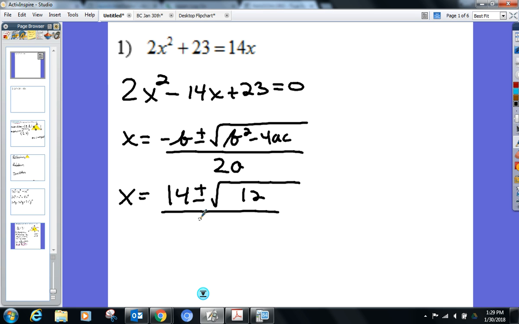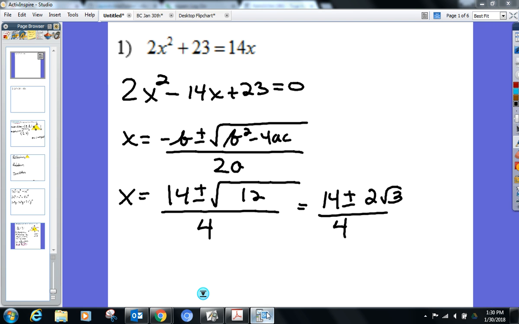Over, what's it all over? 4, fine. Thank you very much. Keep going, Ellie. 14 plus or minus, what did radical 12 simplify to? 2 radical 3 over 4. I expect all of you to get to that point. Now I know here's where we have a little trouble, and that's the reducing part. But from here, we should all be at this point, no problem. Again, the 4 goes to both sides of the plus or minus. So the first thing you need to do, reduce 14 over 4.